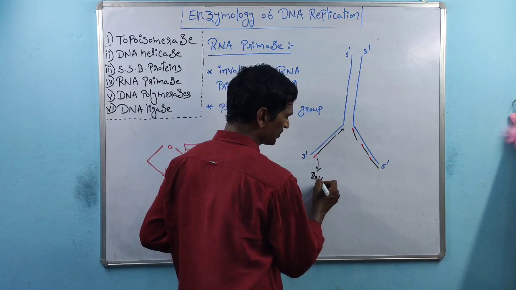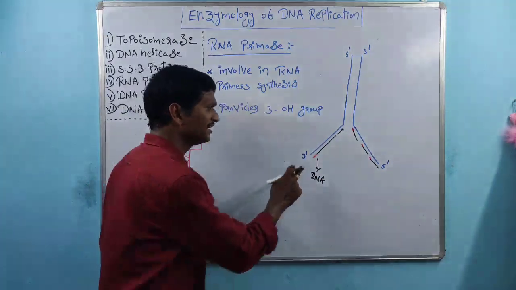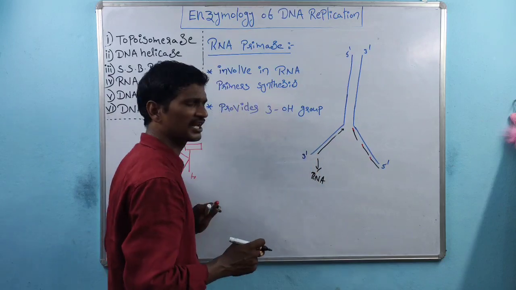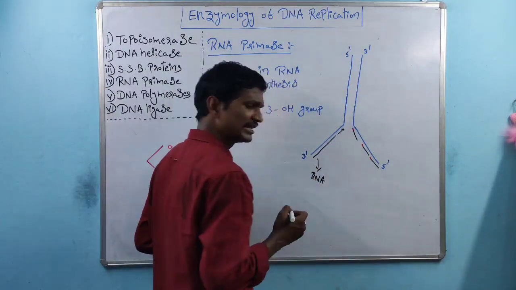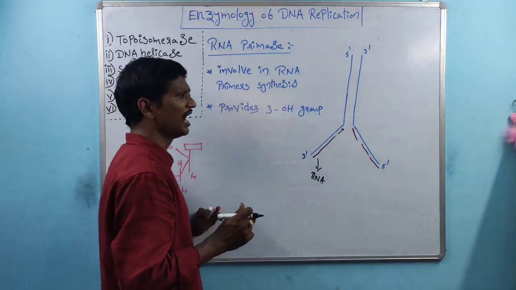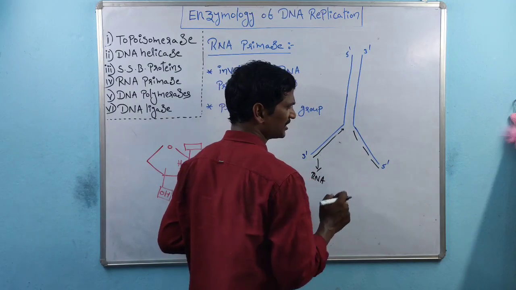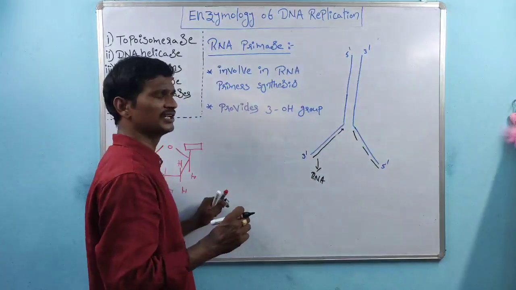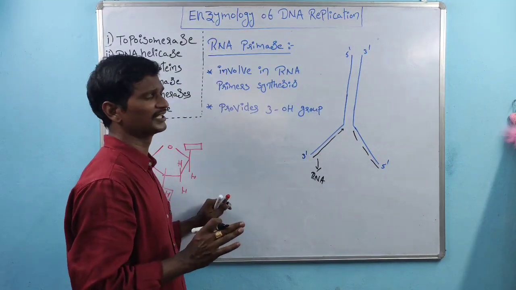Once the DNA replication is completed, again the RNA fragments are removed. Again here a new DNA bit is synthesized. After the DNA replication process, the RNA primers are removed. Again DNA synthesis takes place.